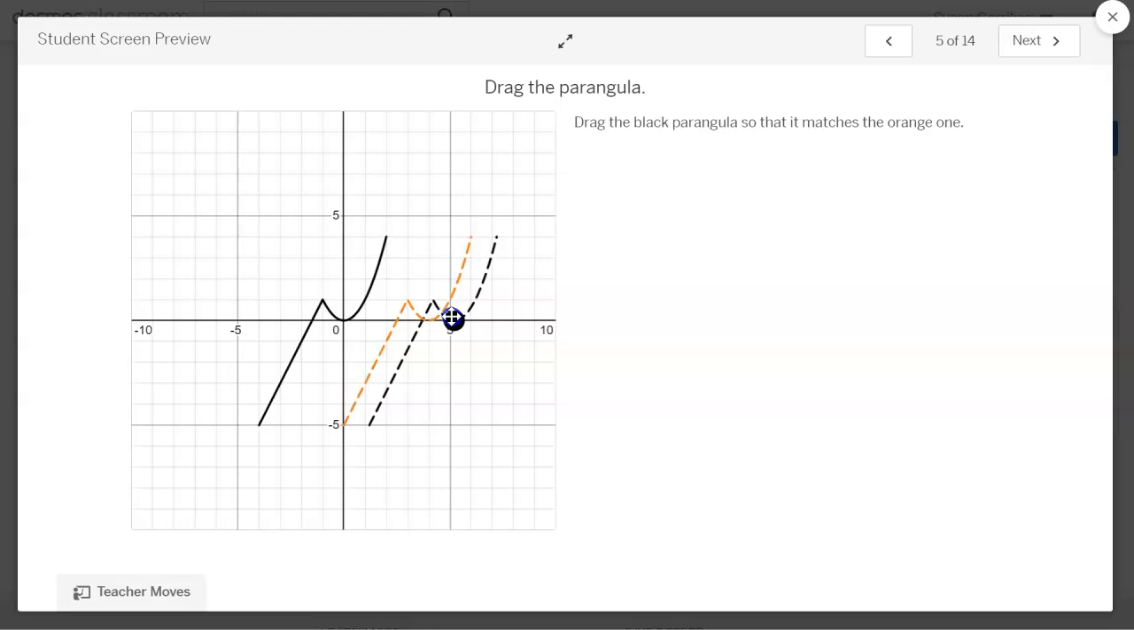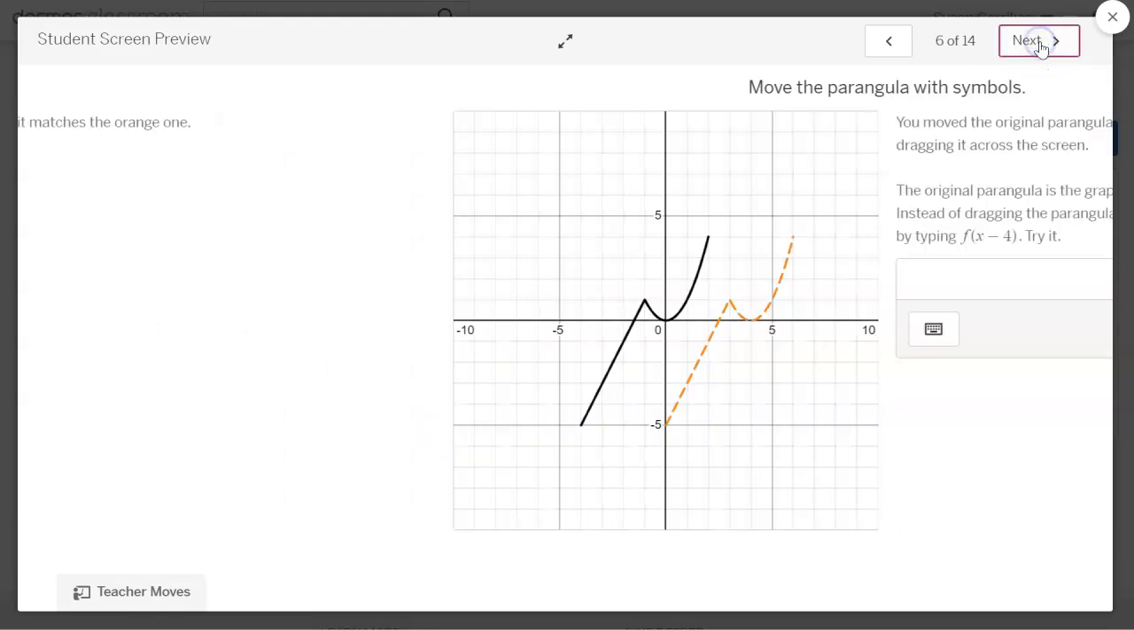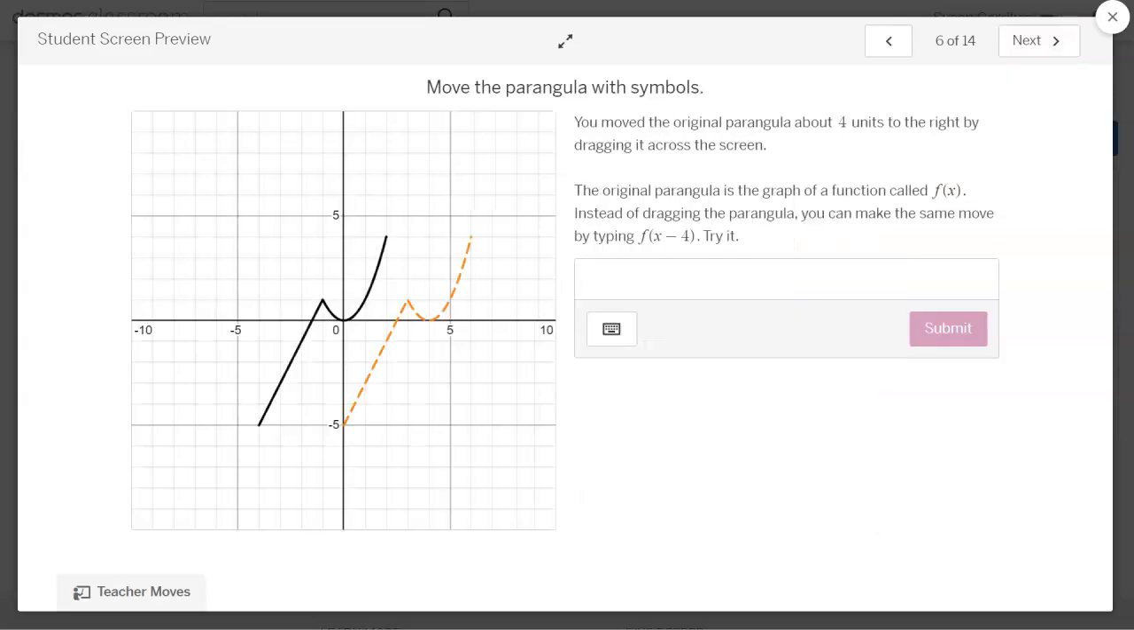And you can't do the same here. But here you can. So they're going to be just dragging these around. But the whole point of the assignment really starts on screen 6. And this is where they're using function notation to do a transformation. So when they type in this function notation, it will do the transformation.